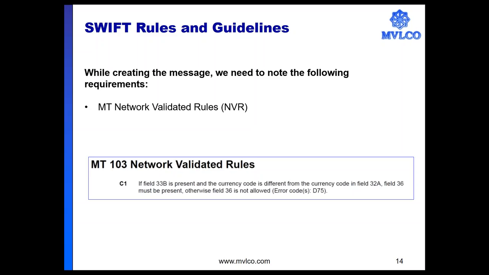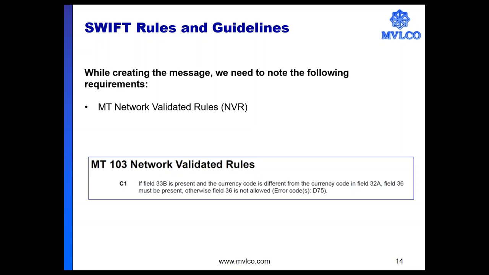To summarize on the network validated rule, it is a rule which has to be mandatorily followed by the creator of the message, has to be in line with the rules given in the user handbook. If you upload the message, the network of Swift will check the compliance, and if the compliance is not found, it may reject that message. This is the concept of the network validated rules.